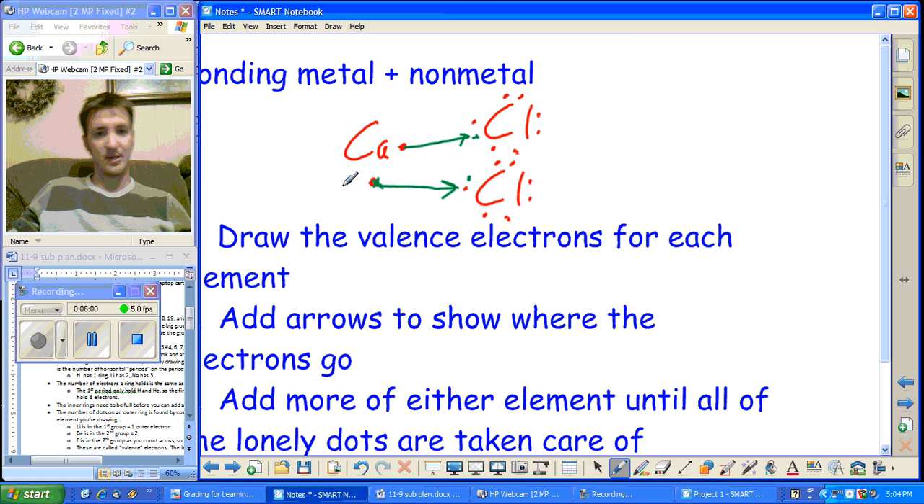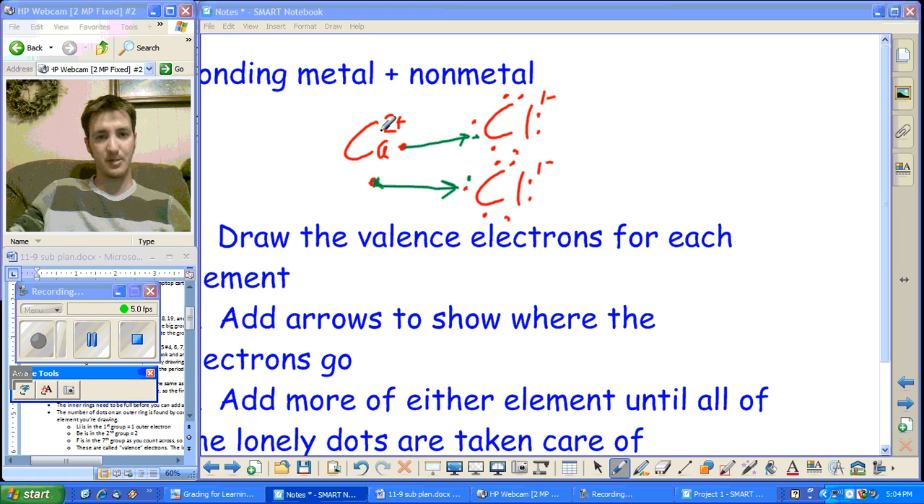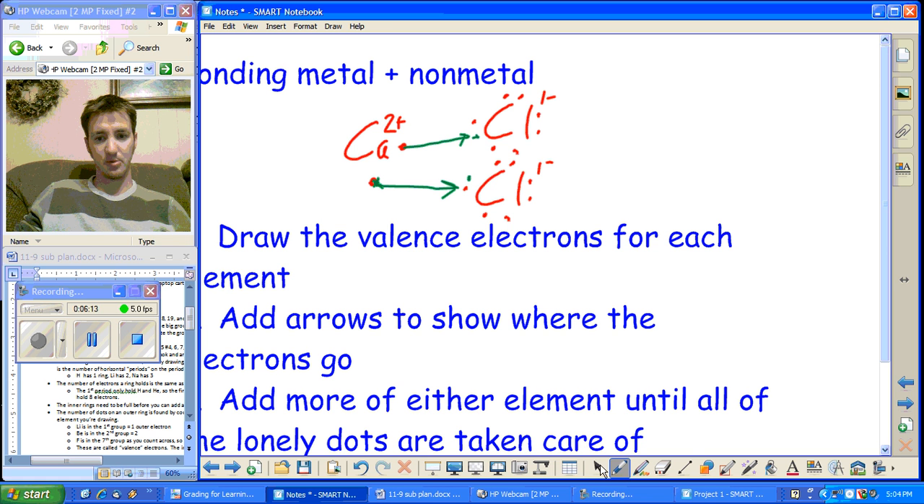So then last thing is do the charges. Calcium gave up 2 electrons, so it's a 2 positive. Each chlorine gained 1, so it's 1 negative, 1 negative. So 2 negative, 2 positive equals out to 0. That means you did it right. So the formula on this would just be calcium and then 2 Cl's, CaCl2. That's how you write the formula. For the sodium oxide, we had 2 sodiums with 1 oxygen, so it's Na2O.